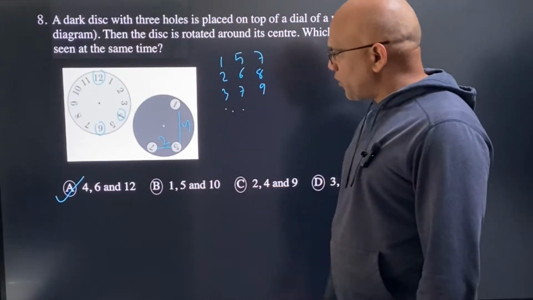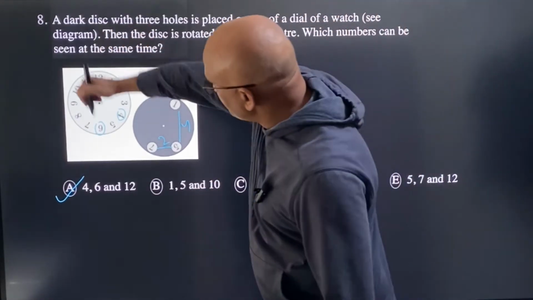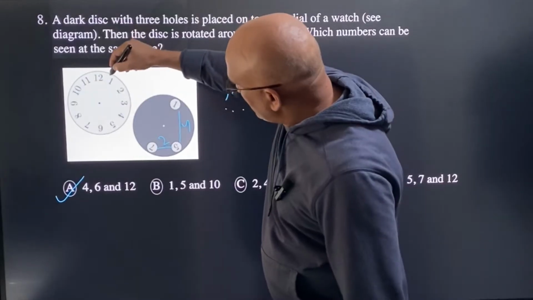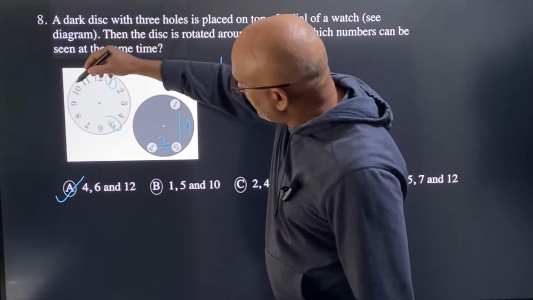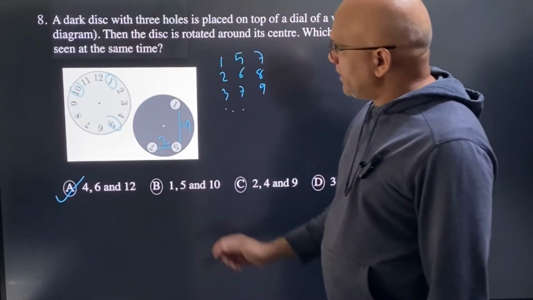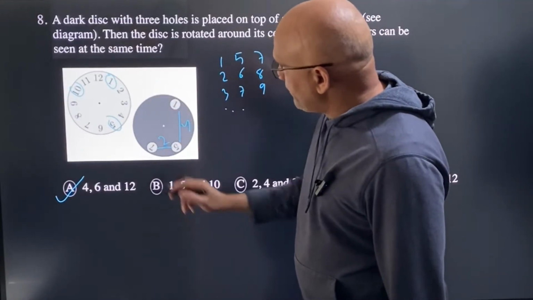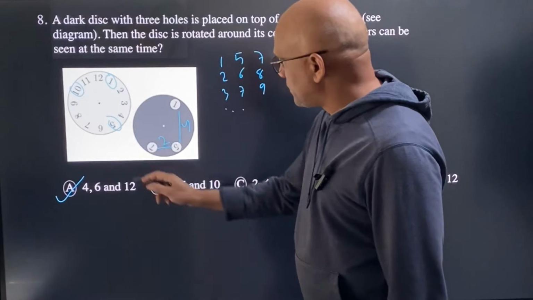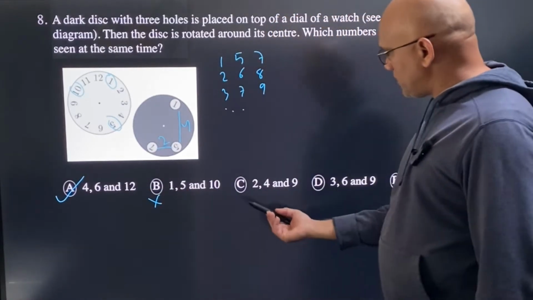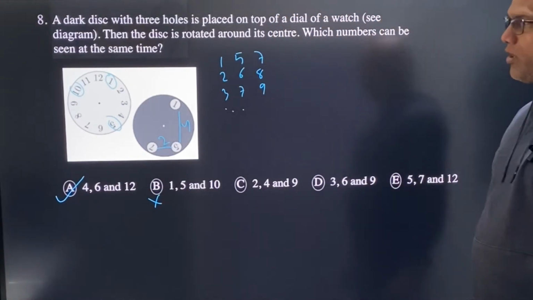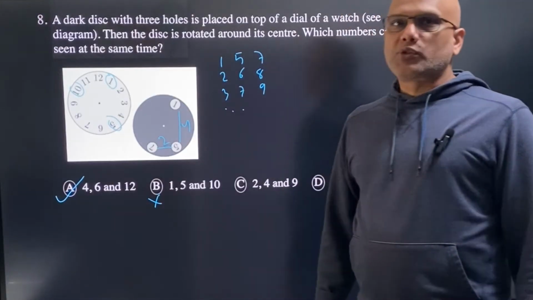But let me check one more. 1, 5 and 10. So it's a jump of 1, 2, 3, 4. 1 plus 4 is 5. And then this is more than 2, right? So this definitely is not going to work. Similarly, you can check that the others will not work. A is the correct choice.